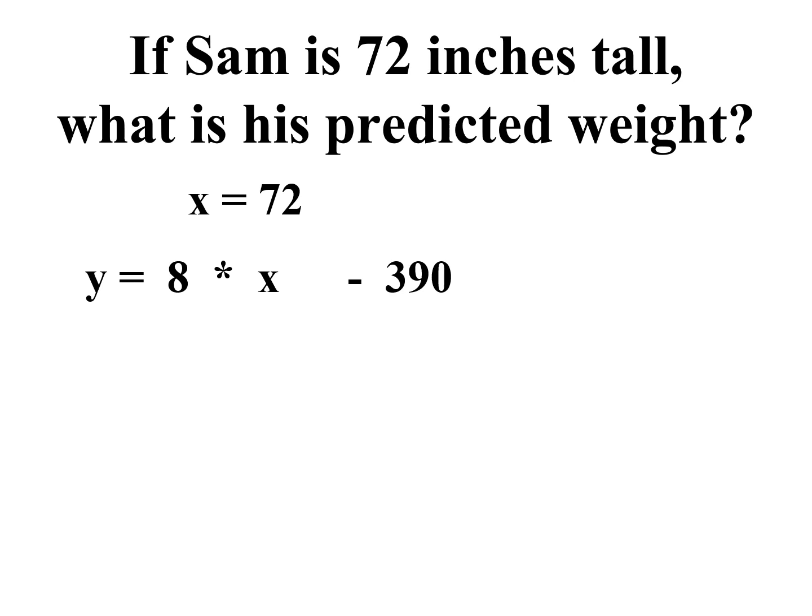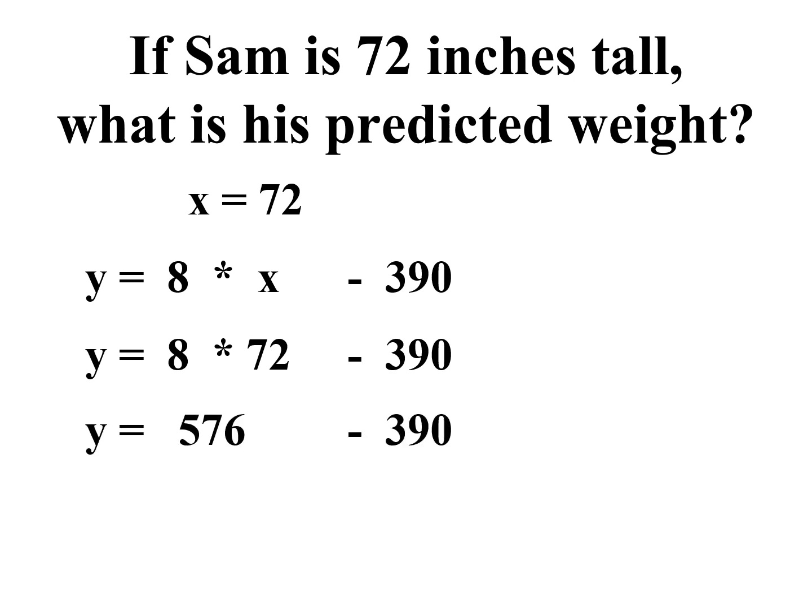Let's go through the algebra. The value of x is 72, so we plug that into our equation. Then we find out what 8 times 72 is. 8 times 72 is 576. We plug in that value of 576 and subtract 390 from it. That leaves us with the y predicted of 186. And we did this without a scatter plot.